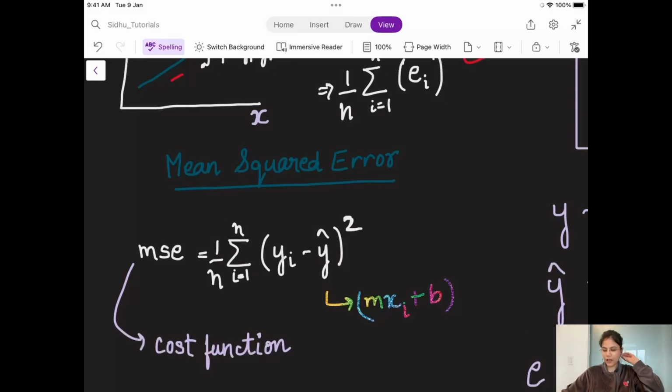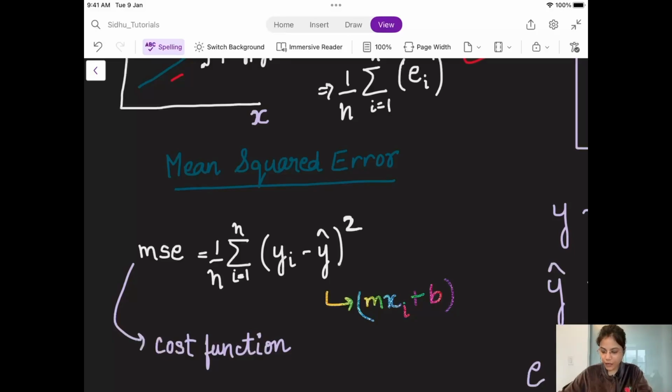The most common function that we use as a cost function is mean squared error. It is widely used for regression equations, and the formula is 1/n summation of (yi minus y hat) raised to the power 2, where yi is our observed value and y hat is the predicted value, which can be written as m*xi + b. We are just taking the difference of these values, squaring them and taking the average by dividing by n. So this is the mean squared error that we use as a cost function.